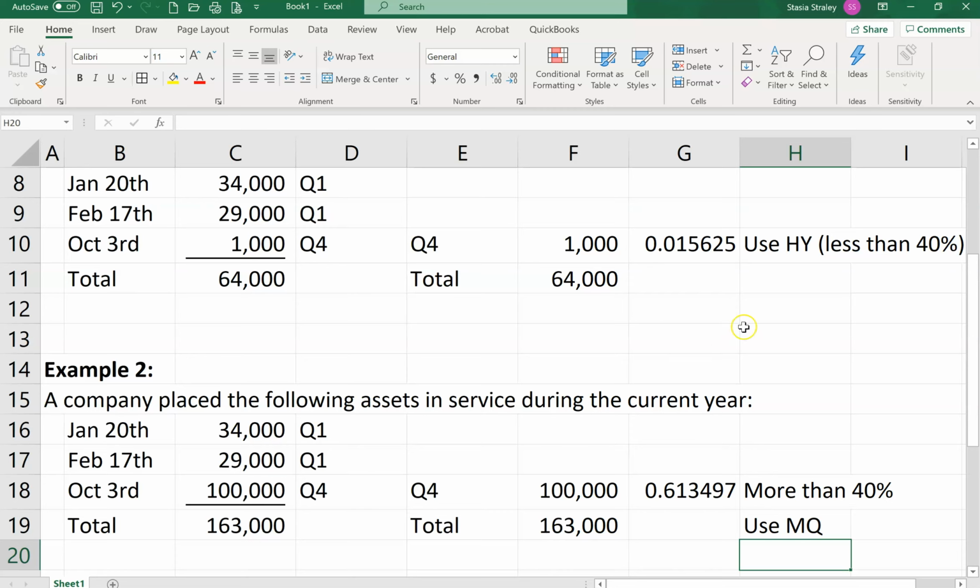All right, so now you know how to decide half year or mid-quarter. If you're interested in calculating depreciation, now that you know which method to use, go check out those videos.